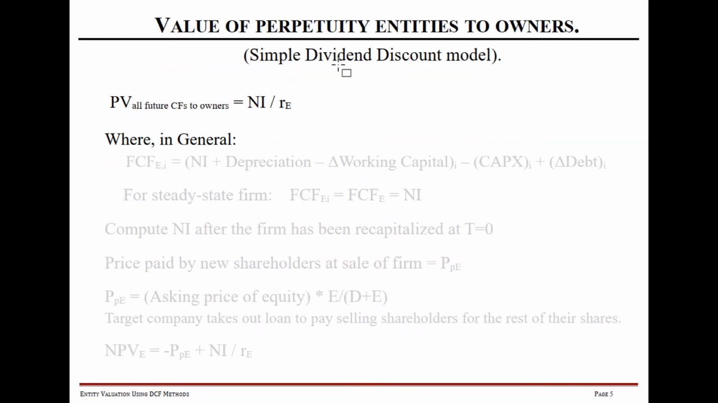Okay, so let's take a look at the value of a perpetuity entity situation to owners. And to suss that out, we used what I've been calling the simple dividend discount model. And we contrasted that a little bit with the Gordon growth model, which we did not cover numerically. Okay, so in this case, the present value of all the future cash flows to the owners is going to be annual net income divided by our equity cost of capital.